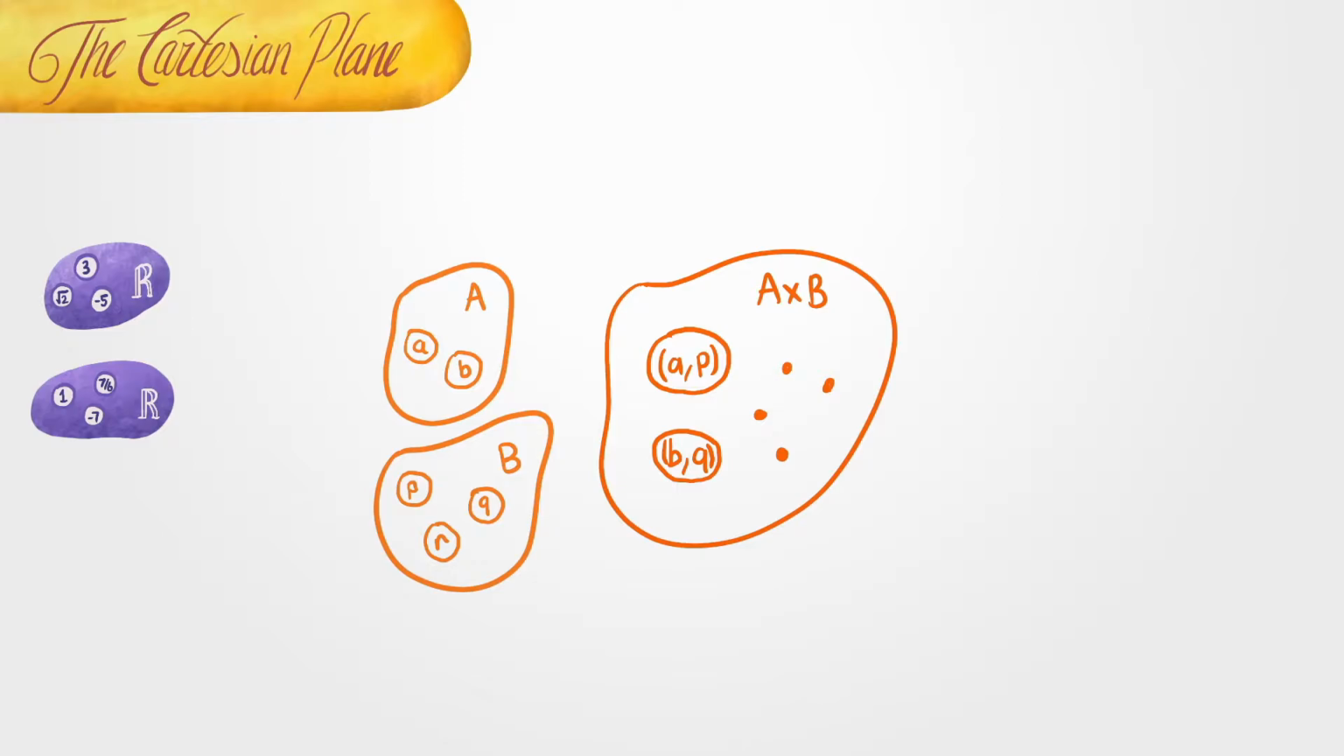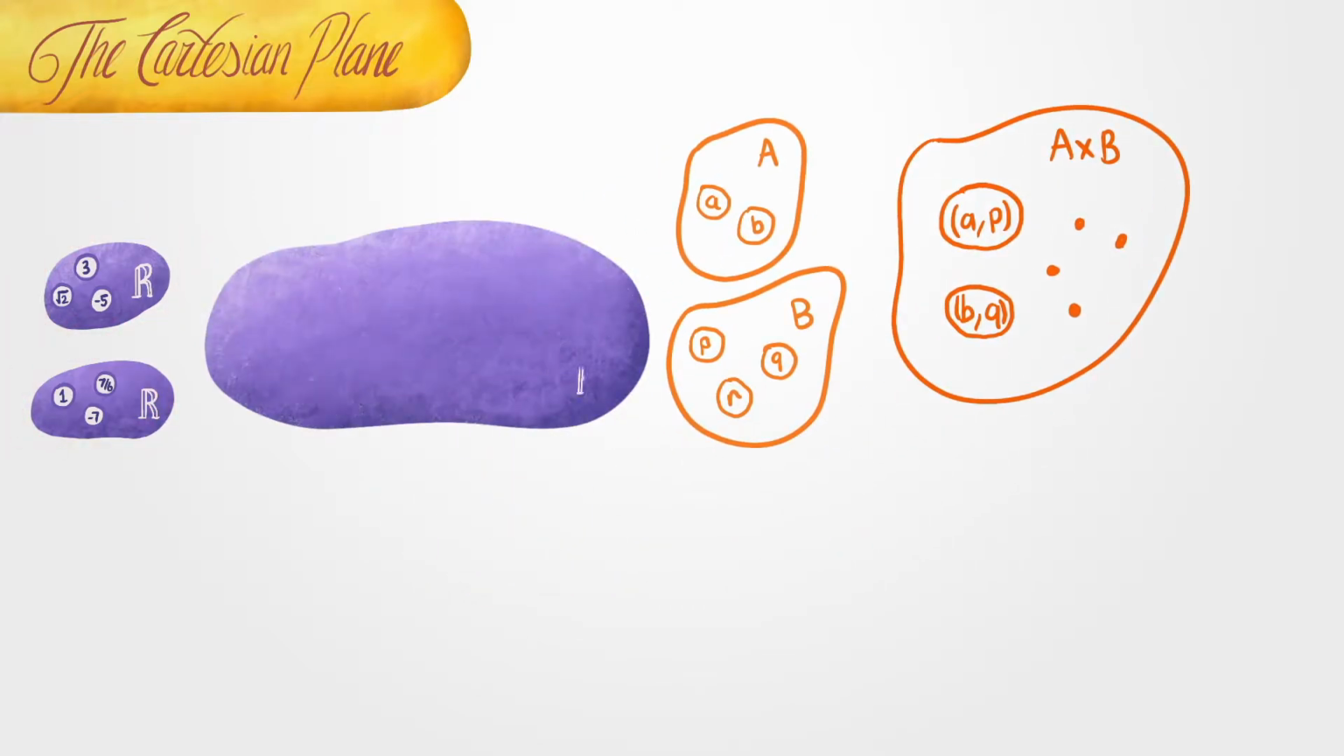Now, it turns out that the Cartesian plane is just what you'd get when you take the Cartesian product of the real numbers with themselves. Now, one thing I want you to understand is that the real number sets are actually infinite sets, because there are an infinite number of possible numbers that you could have in each set.